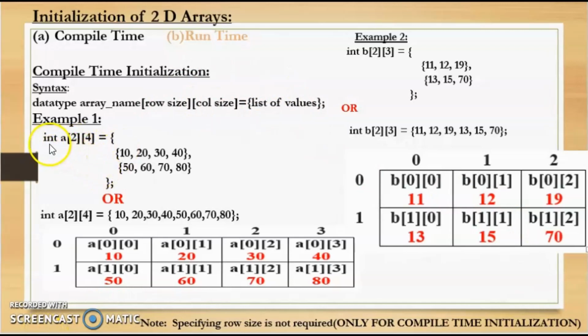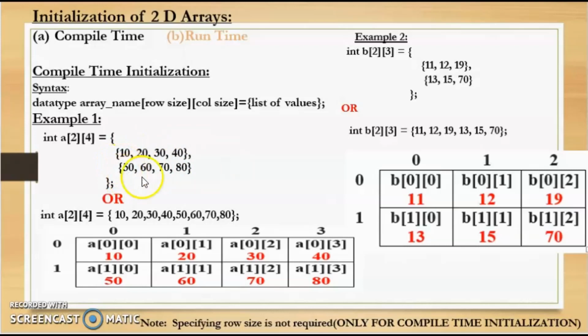It means that it is an integer array. Name of the array is A. The maximum number of rows is 2 and the maximum number of columns is 4. And these are the values which we want to insert inside the two-dimensional array. So whatever values we have written inside the first pair of curly brackets are the elements of the first row. So the first row will have elements as 10, 20, 30 and 40.